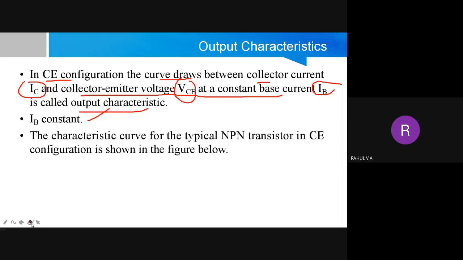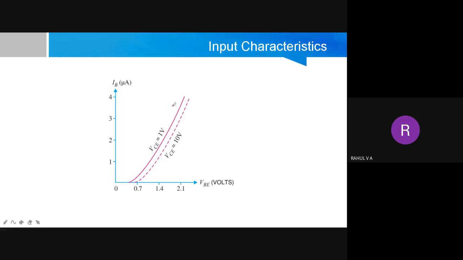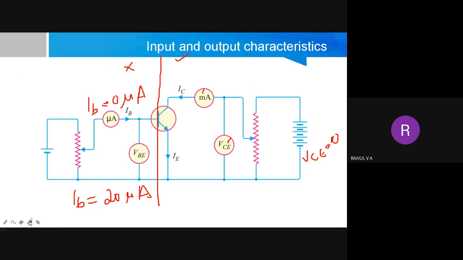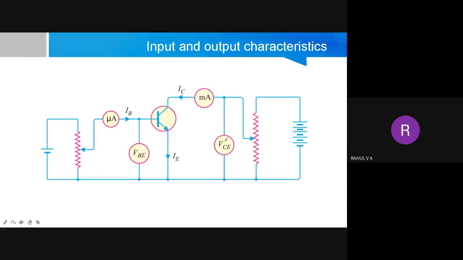In output characteristics, the plot is taken between IC, the collector current, and VCE, the voltage across collector and emitter. For measuring that, we have a voltmeter connected across collector and emitter, and an ammeter at the collector terminal. The ammeter gives the value of IC and the voltmeter gives the value of VCE.